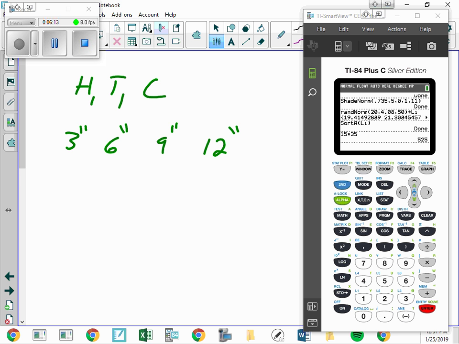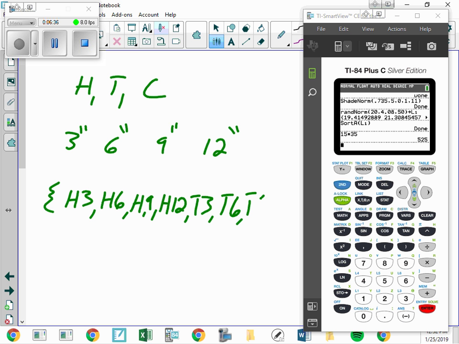What could we build? Well, we could order a ham sandwich that is 3 inches long, or a ham that is 6, a ham that is 9, a ham that is 12, or T3, T6, T9, and T12, C12S. You spelled chicken with an S? I don't believe it. I think you said S.